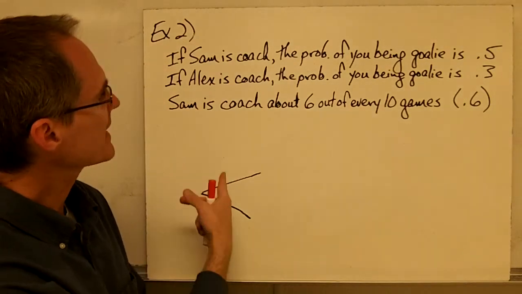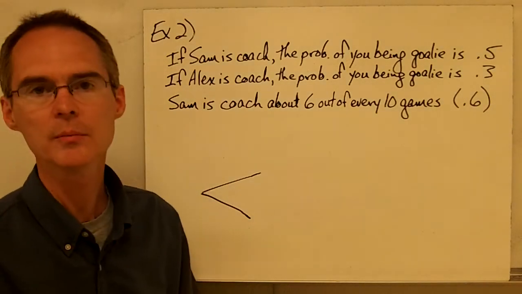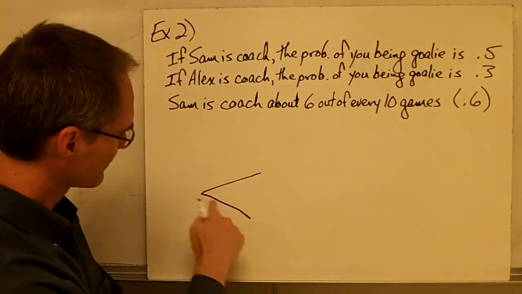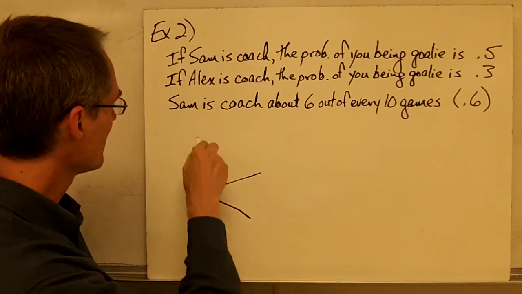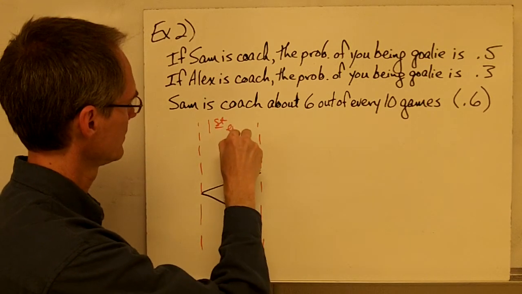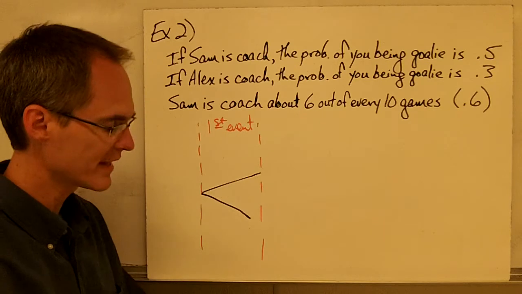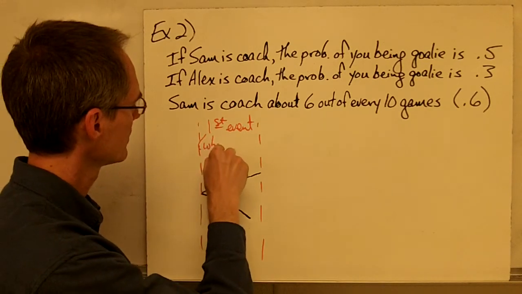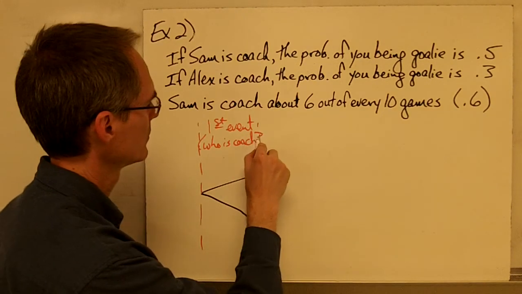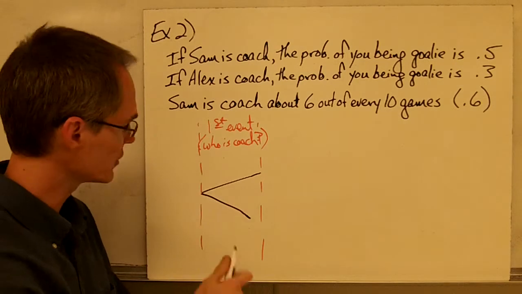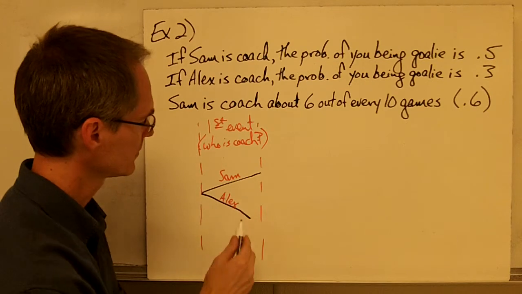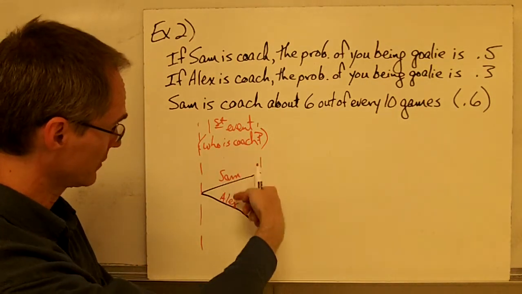So let's take a look at how we would solve this problem using a tree diagram. So first, I've got my first set of branches here, and this represents my first event. And my first event in this case is who is the coach? And I know I've got 2 different coaches. Coach is either going to be Sam or Alex. That's the 2 outcomes for this particular event, who's going to be the coach.